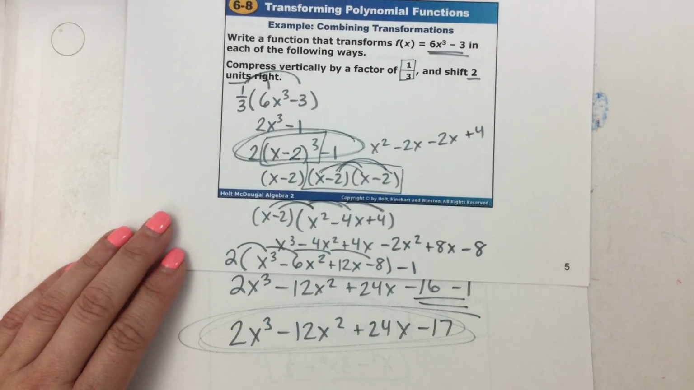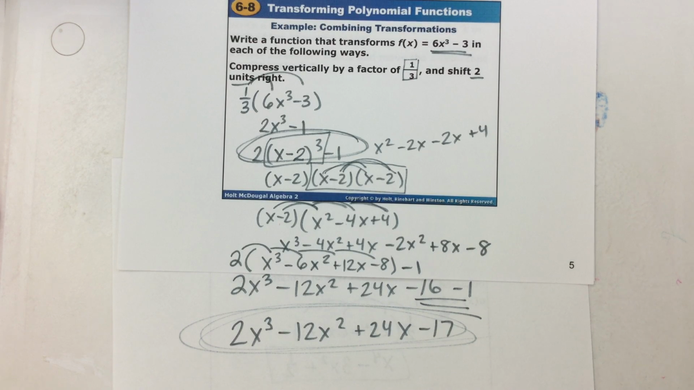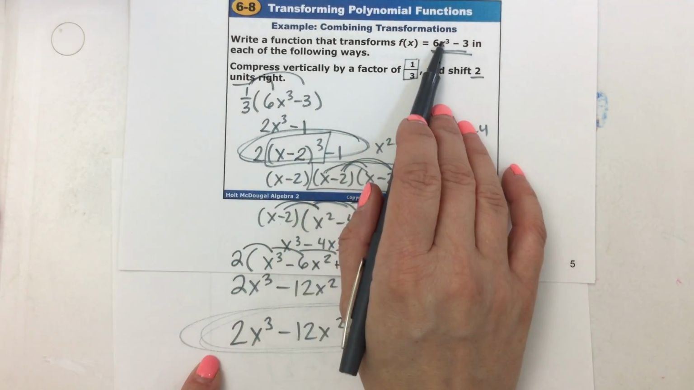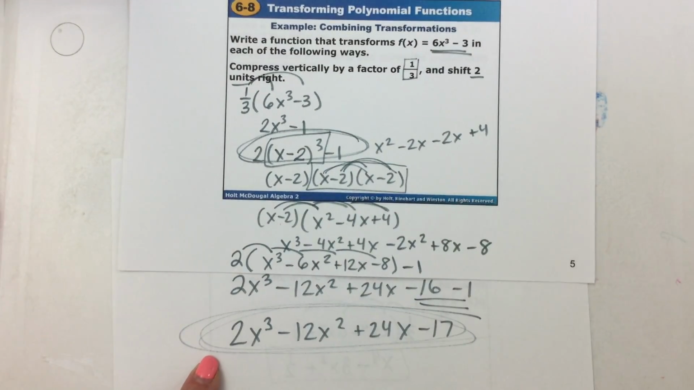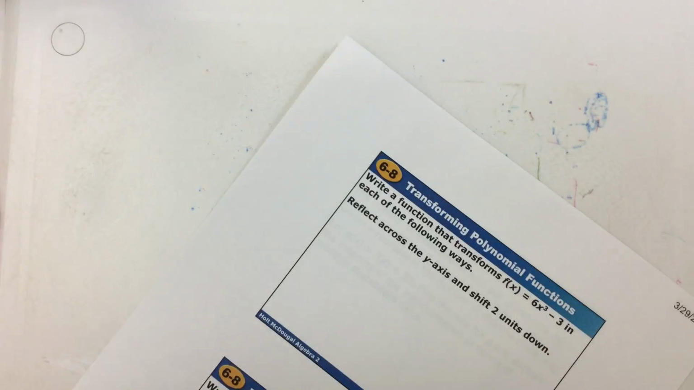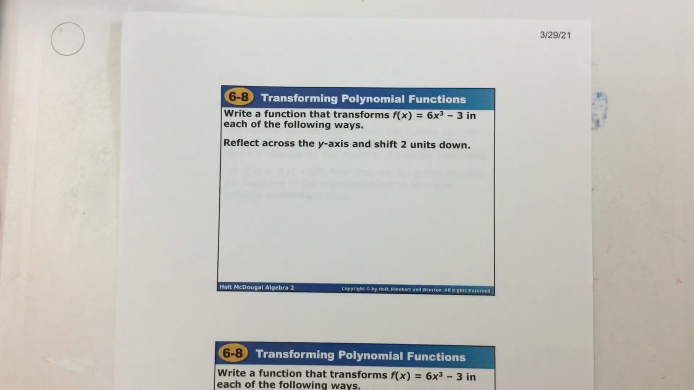So we took our original shape, we took it top and bottom, and we made it shorter. We did a vertical compression. Then we took the whole thing and we shifted it to the right 2. When that happened, it would change this equation to this. Kind of cool stuff. Okay, here is another one.